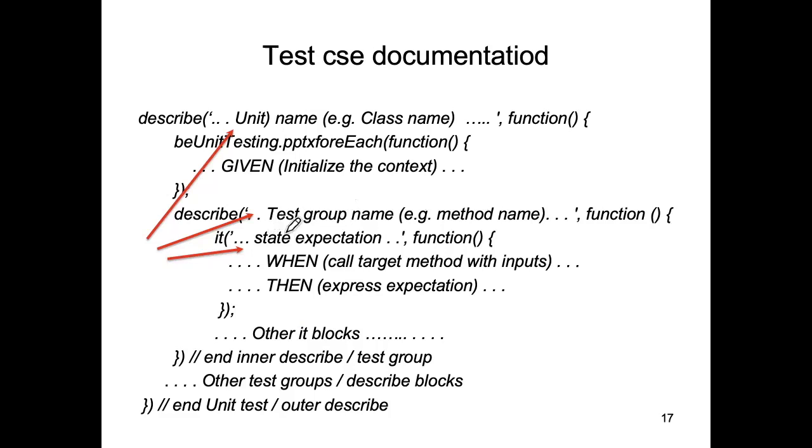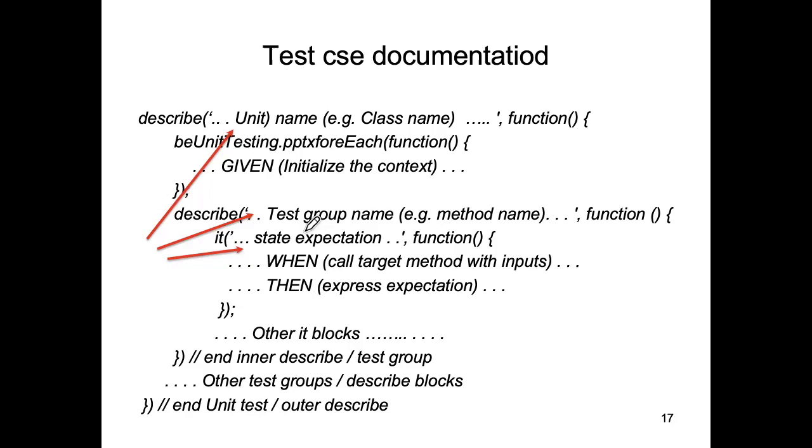But in the it blocks, what you should be expressing in a succinct way is what you expect the outcome of the test case to be, whether that be it should return response X and change the state to Y. Express that in a very short, succinct way, and in a way that's informative to the person that's running your tests.